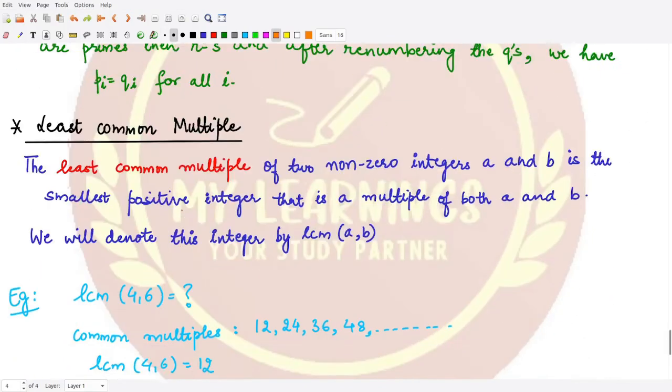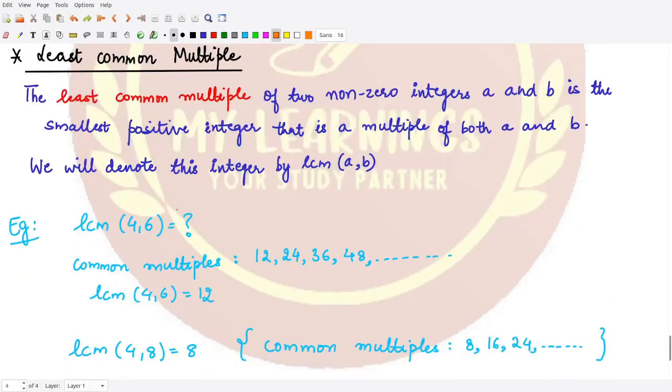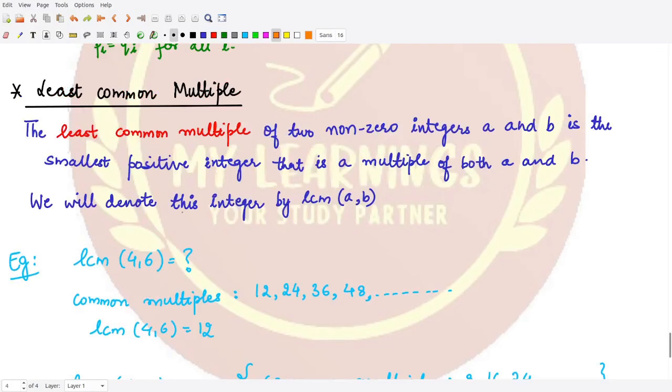Now next, let us move on to the concept of least common multiple. What is this least common multiple? Suppose you take 2 non-zero integers a and b, right? So we have taken a and b. Next you take their common multiples. Whatever is the least among them would be the LCM of those numbers, least common multiple, right?